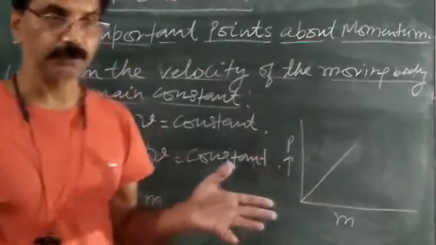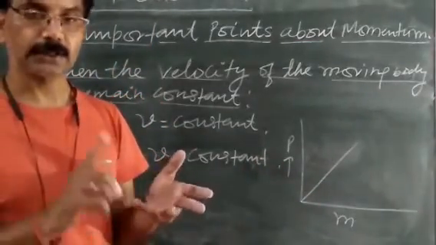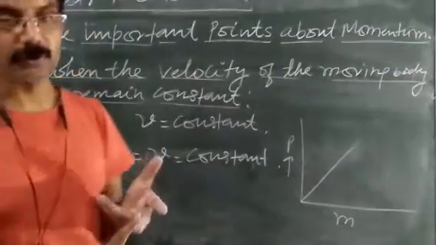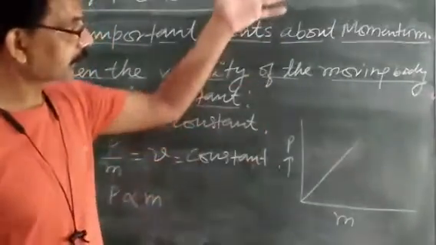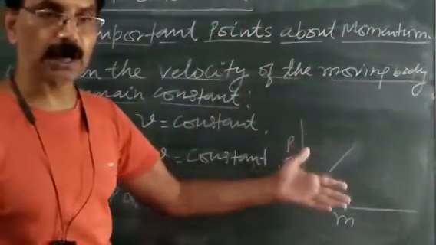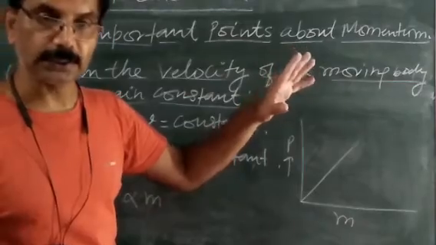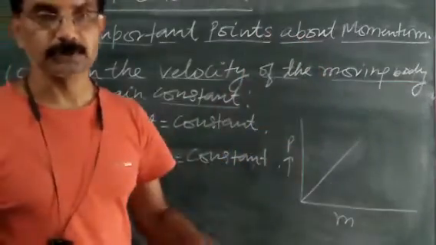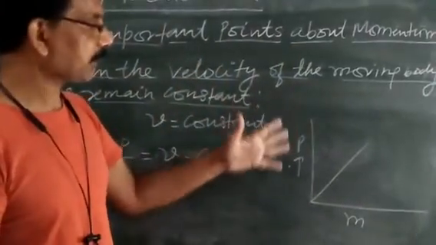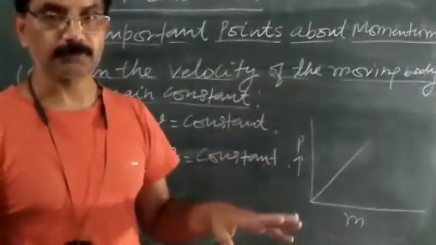Either the first case, mass is constant, or the second, linear momentum is constant, or the third case, when velocity is constant. So by the nature of the graph, you can find out which quantity is constant in this linear momentum. So today, all of you go through this topic that I have discussed in this chapter, and next day I will give the next topic. Thank you.